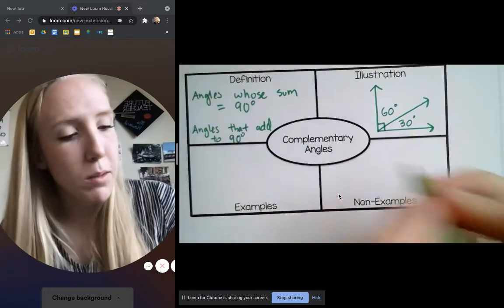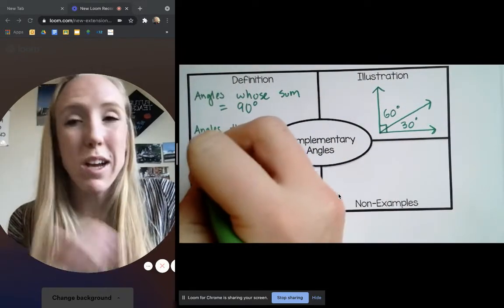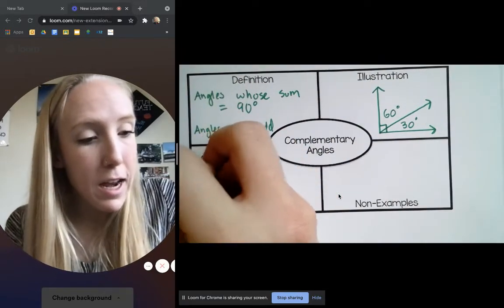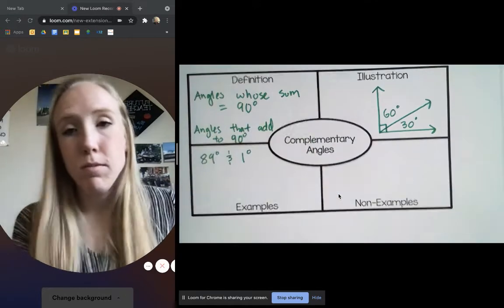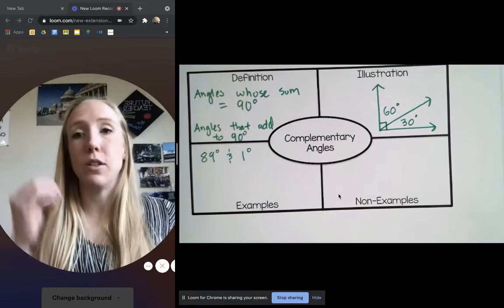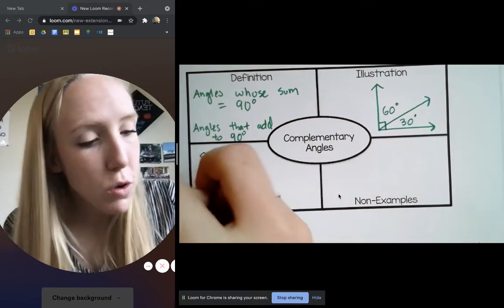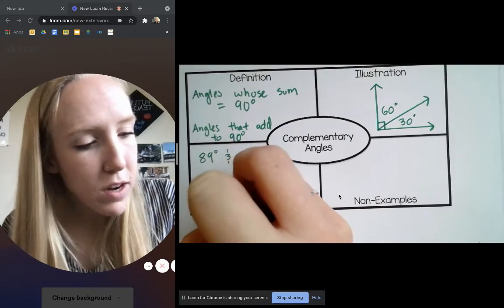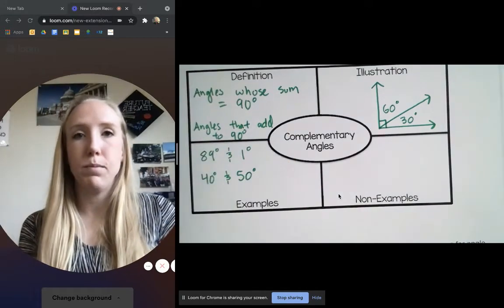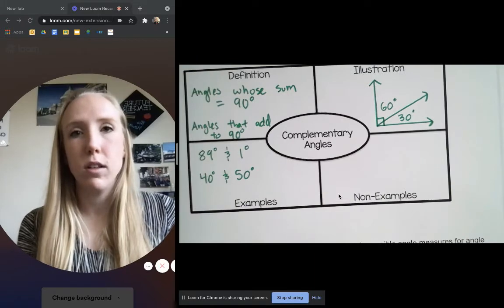Some more examples. If you want it to add up to 90, you could have 89 degrees and a 1 degree angle. Those add up to 90 degrees, so those are complementary angles. You could have 40 degrees and 50 degrees. That adds up to 90 degrees. So those are complementary angles.